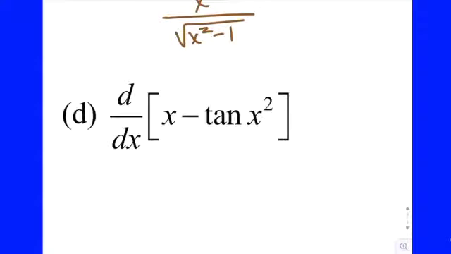All the rules that we've already had in the past, they still apply. Power rule, sum and difference rule, trig rules.